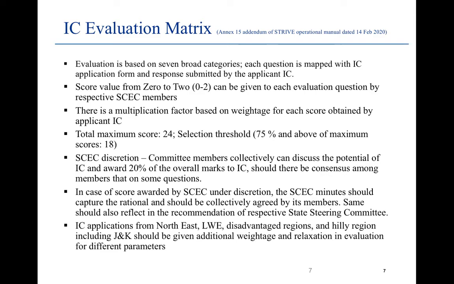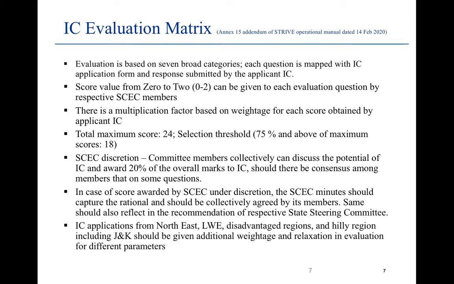There are a few questions where this important criterion has been prescribed, because sometimes evaluation is not leading to a number-centric consensus. So what we have proposed is that for a few questions, the SCEC can put together and collectively discuss and agree and award up to a maximum of 20% as a discretion award value. However, in such cases, if such discretion values and scores were awarded to such applicant clusters, then in the minutes of the meeting, such provisions and rationale must be captured.